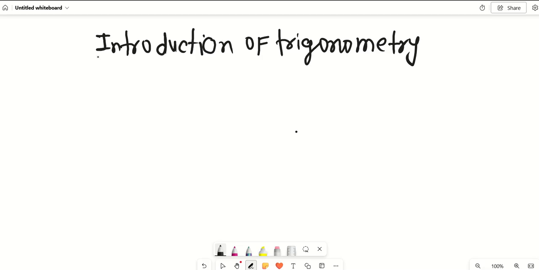Let's learn a new chapter, that is Introduction of Trigonometry. So far, we have learned about right angle triangle and geometry in class 9th and before that. But now, this is a totally new concept for you.